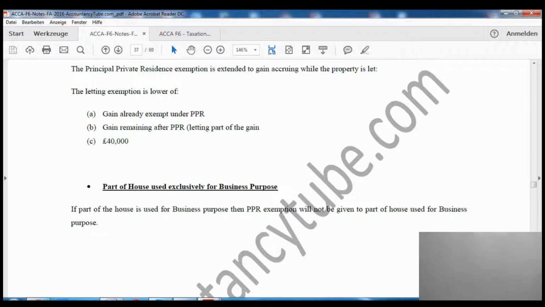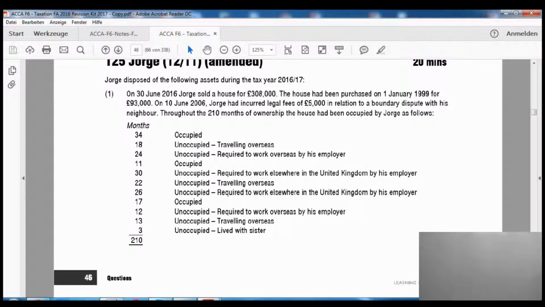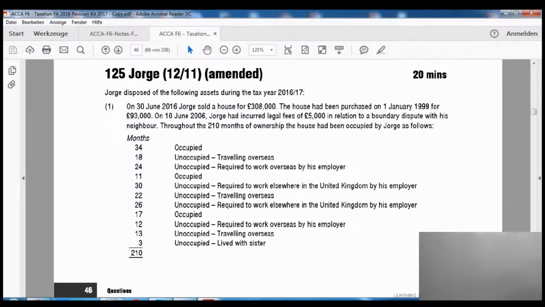Right then, so let's do a couple of questions. First one of which is on the principal private residence. If you come to page number 125, question number 125 of ACCA F6 taxation. It was examined in December 2011, and it says, George disposed of the following assets during the tax year 16-17. On 30th of June 2016, George sold a house for £308,000. The house had been purchased on 1st of January 1999 for £93,000.